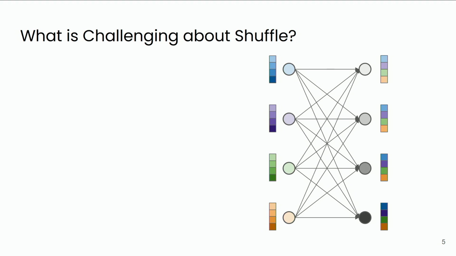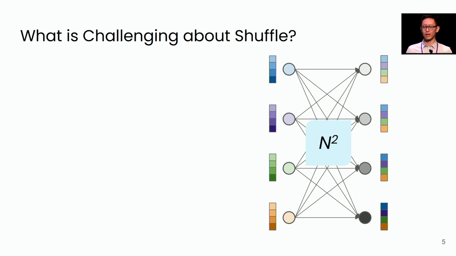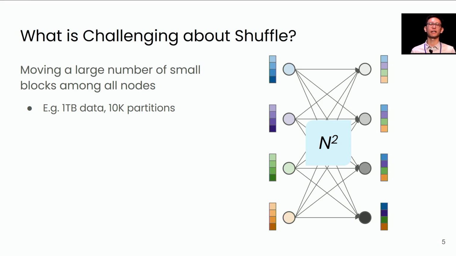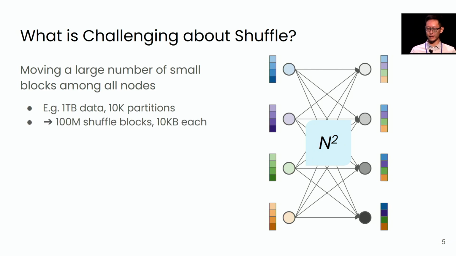The challenge comes from the fact that if you have n nodes in your cluster, then shuffle is an n squared operation. This essentially translates into moving a very large number of very small blocks across the network. So let's take an example. You have a terabyte of data to shuffle, and you have 10,000 partitions. This easily translates into 100 million shuffle blocks, each of only 10 kilobytes. So think about moving these blocks through network, disk, and memory boundaries.